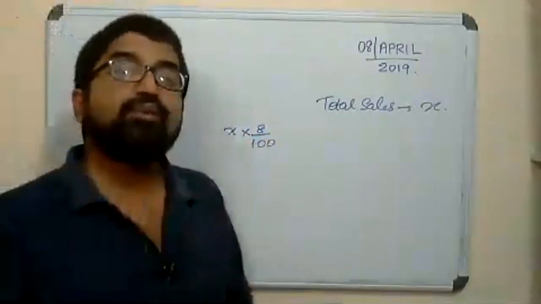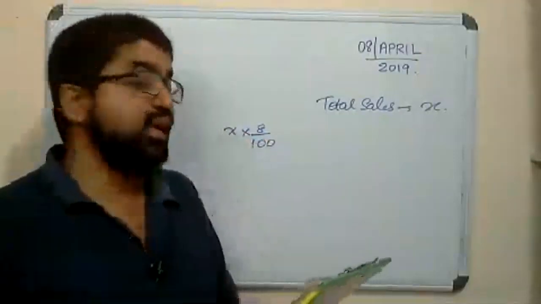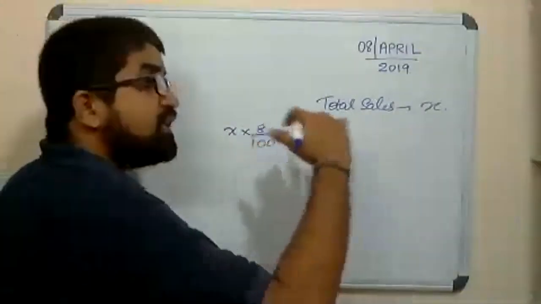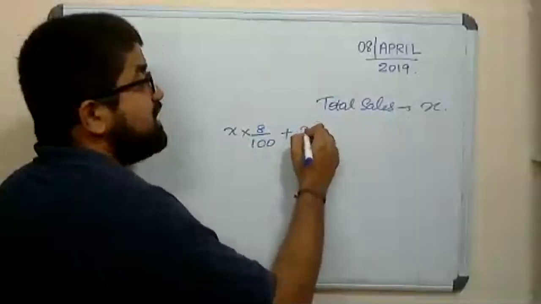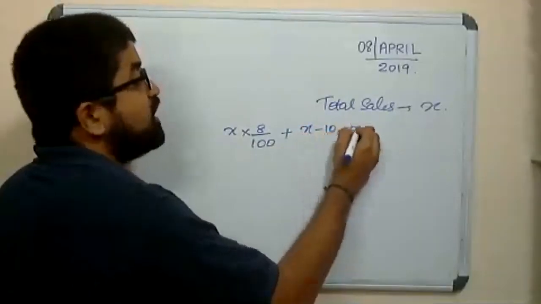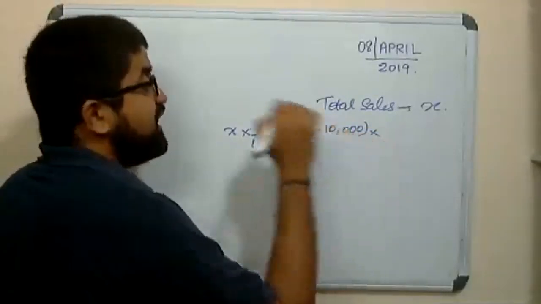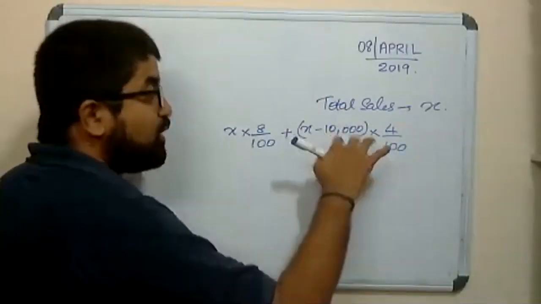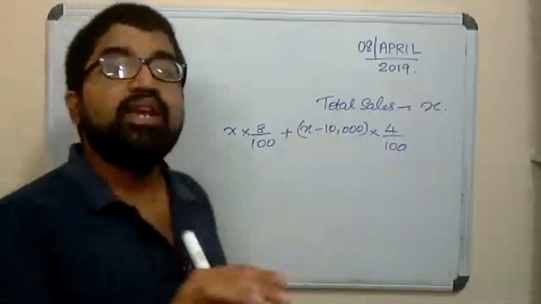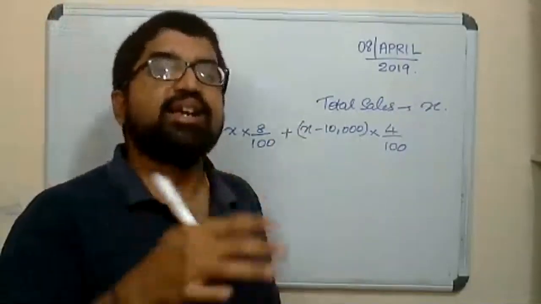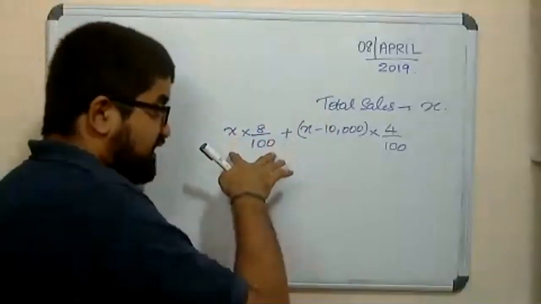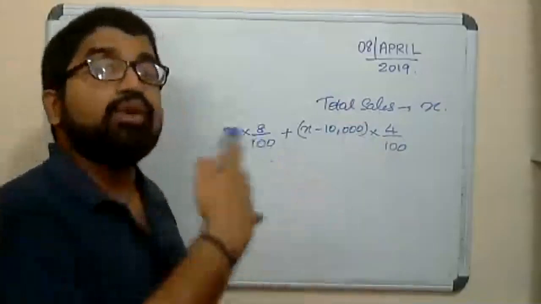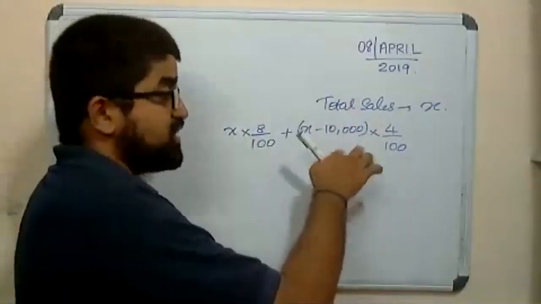This is the one part of the commission that he is going to get, X into 8 upon 100, plus whatever that is over 10,000, that is X minus 10,000. For this amount, he is enjoying a 4% bonus. So whatever this excess amount, 4% of it he will also be getting as his commission. So the legitimate commission plus that extra commission that he gets for the sales above 10,000, that is 4% of that extra value.